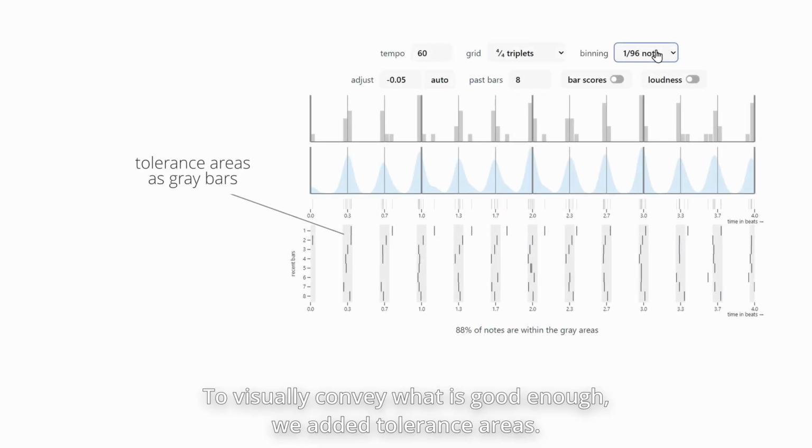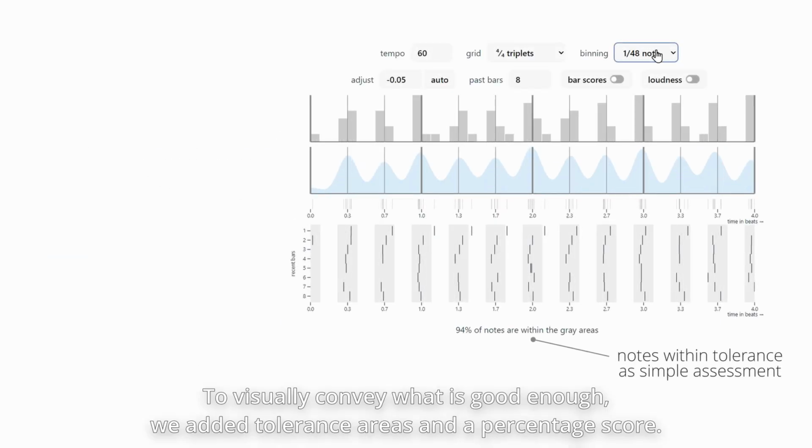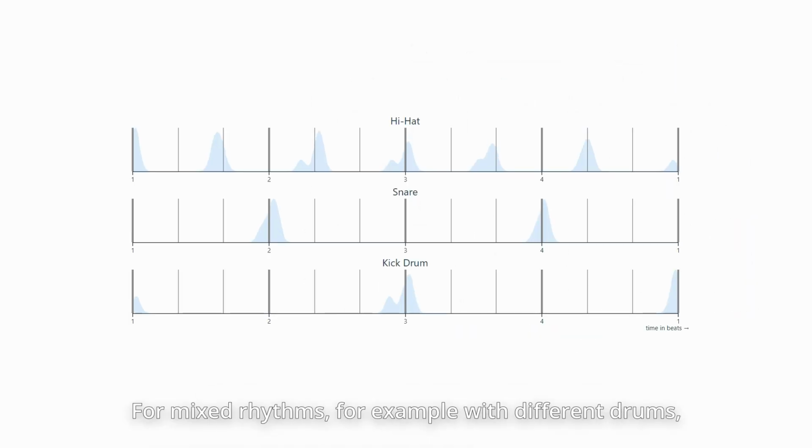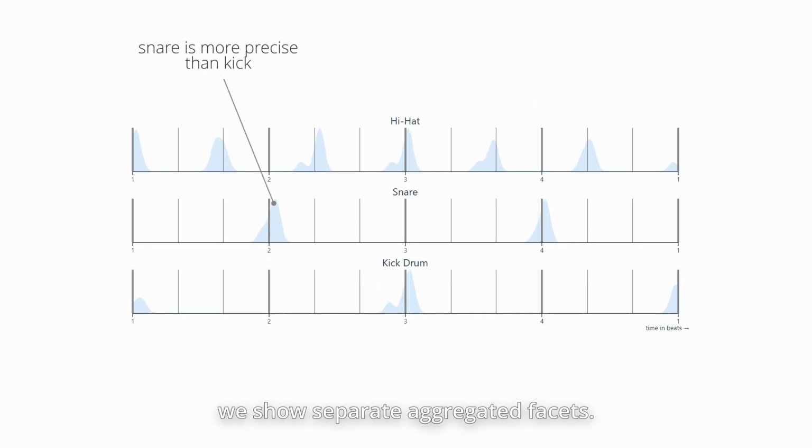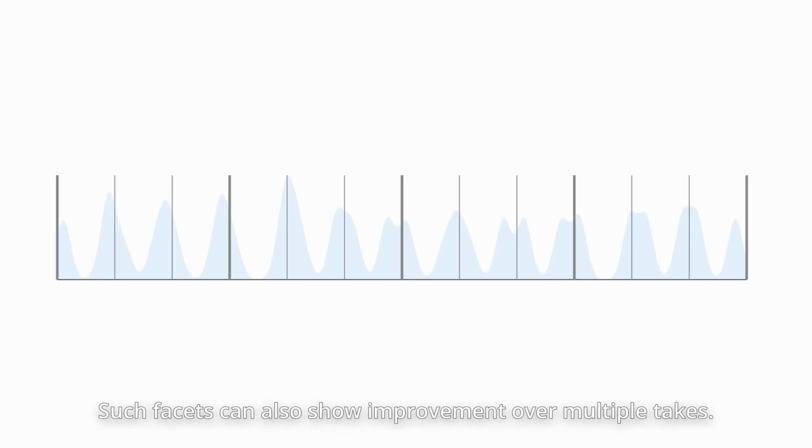To visually convey what is good enough, we added tolerance areas. For mixed rhythms, for example with different drums, we show separate aggregated facets. Such facets can also show improvement over multiple takes.